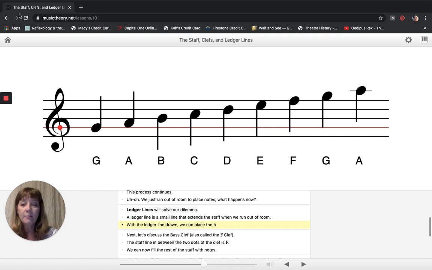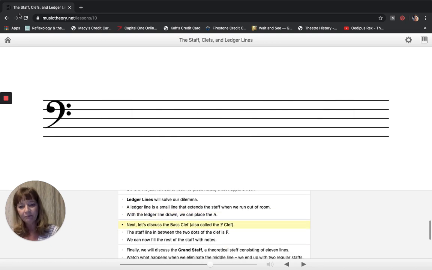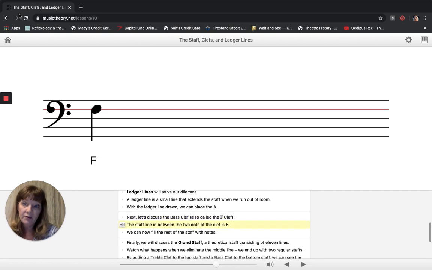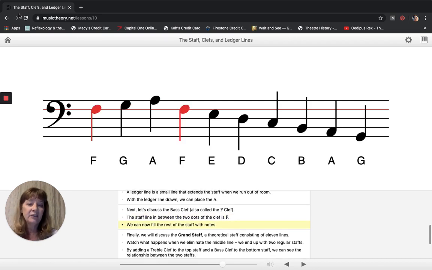So now let's look at the bass clef. Musical theater performers only need to really learn the bass clef if you're going to play a bass instrument. So a bass clef is also known as an F clef because the line between the two dots on the bass clef is the F. And now, since we know the F, we can fill in the rest of the notes on that staff. It's just like the treble clef in that we only use the 8 letters.